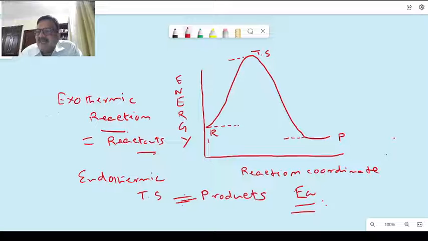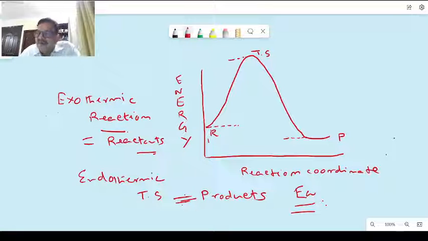Now, let us explain it once again. In an endothermic reaction, the transition state resembles the products. So anything that stabilizes the product, that means anything that decreases the energy level of the product, will stabilize the transition state. That means the energy of the transition state will be lowered, and once it is lowered, the activation energy will be lowered. Correct. Therefore, the rate of reaction will increase.